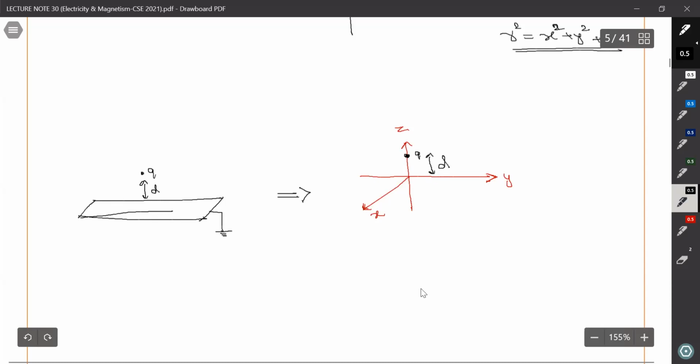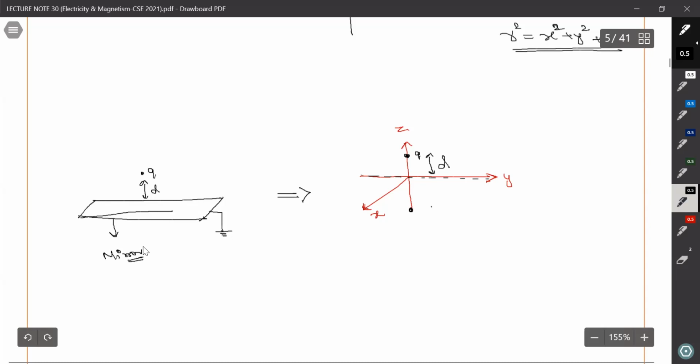Okay, now I assume, treating this as a mirror, I will get a mirror image, right? Plus, so here I will get a charge, right? What should be the magnitude of this charge and where it should be placed such that at this position here, the potential is zero, right?